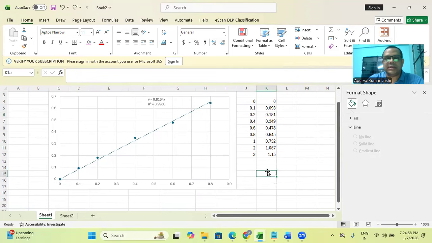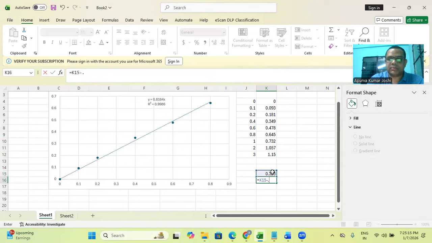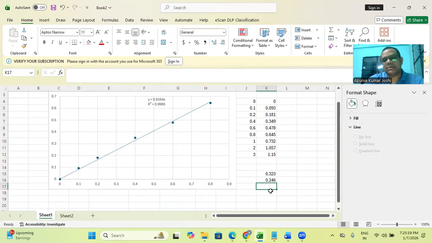Let's hypothetically assume that the unknown sample that you tested for the protein concentration gave you an absorbance of, let's say, 0.323. Now remember, this is the raw data that is acquired. So I still have to subtract the blank value, which, if I remember properly, is 0.077. So now this is the blank corrected value for the unknown.